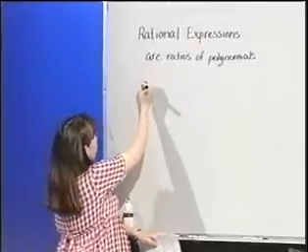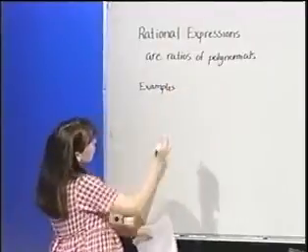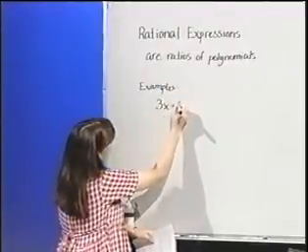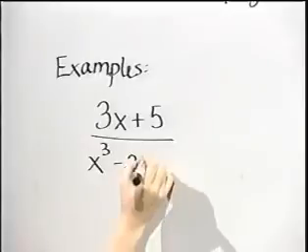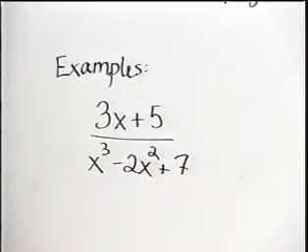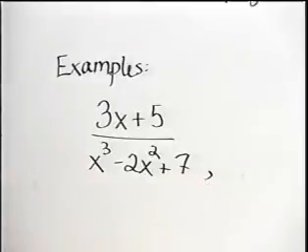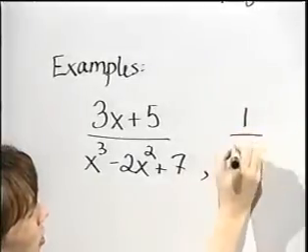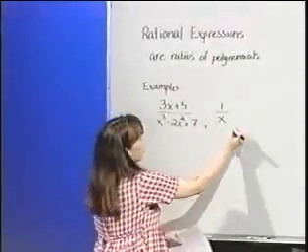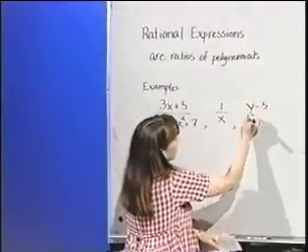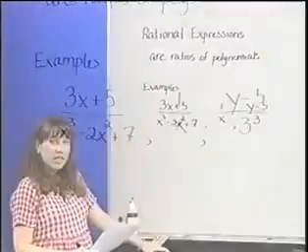Let's take a look at some examples. Some examples would be things like this. You could have something like 3x plus 5 over x cubed minus 2x squared plus 7. This is one example of a ratio of two polynomials. You could also have simpler expressions like simply 1 over x. That is also a ratio of polynomials. And you could have something like y minus 5 over 3. Things like this too. So these are all examples of rational expressions.